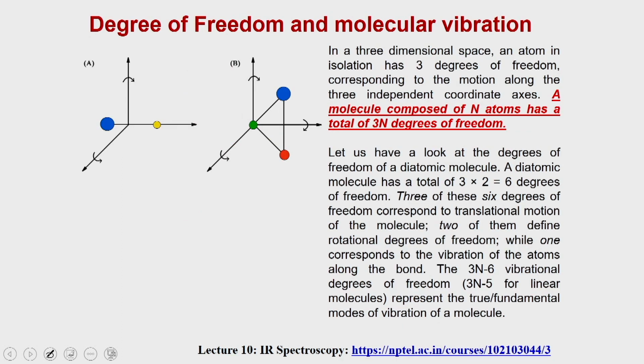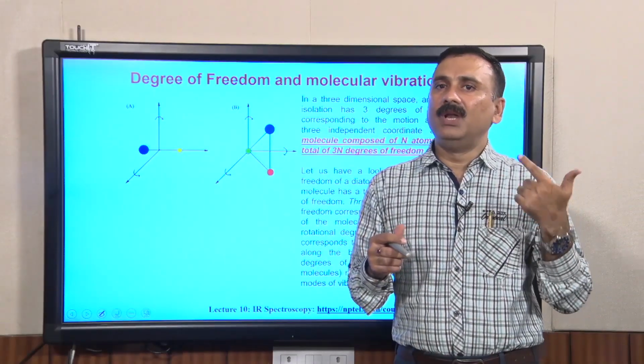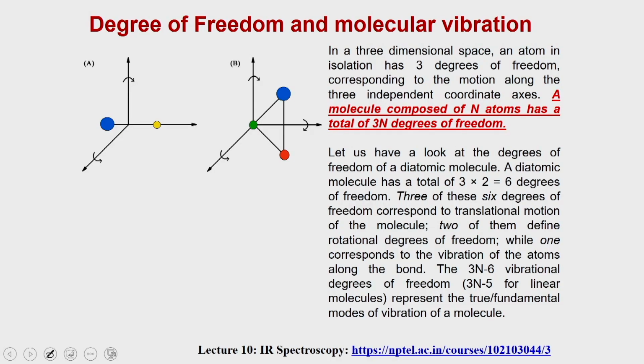So, IR spectroscopy depends on two phenomena. One is the degree of freedom and the molecular vibrations. In three-dimensional space, an atom in isolation has 3 degrees of freedom corresponding to the motion along the 3 independent coordinate axes, which means it can move in the x, y and z directions. If you have a molecule, the degree of freedom can be calculated simply by a formula.